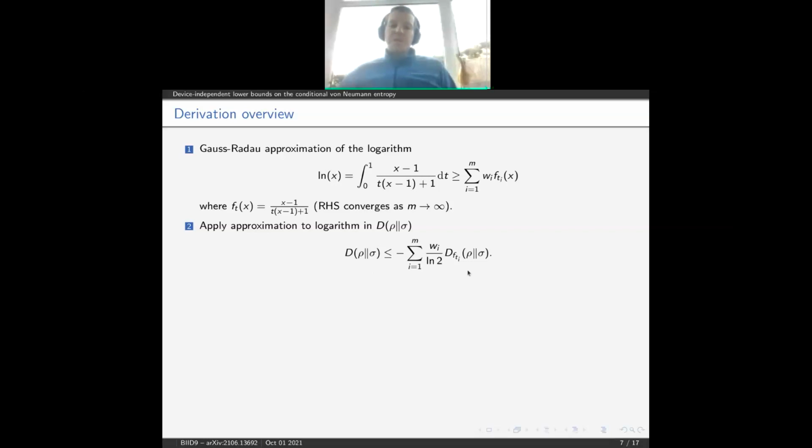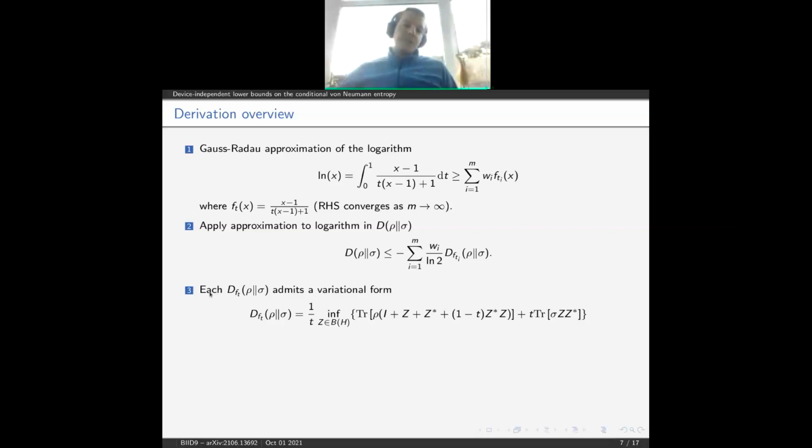in terms of some weighted sum of some quantities, which we call DFTI, which are roughly what's known as quasi-relative entropies, which are, in some sense, relative entropies where you replace the logarithm with a different function. And in this case, we replace it with these FTIs. Okay, and then the next step of the proof is to show that each of these DFTs can be written as an optimization problem of the following form.